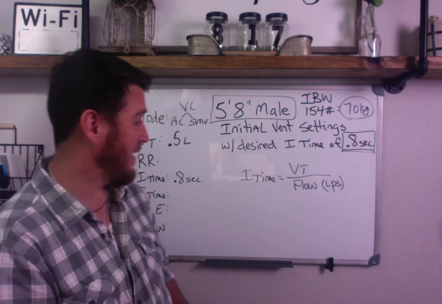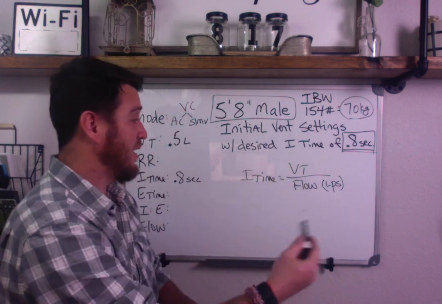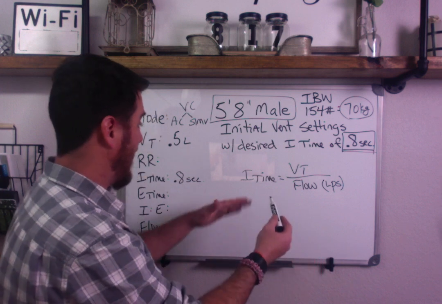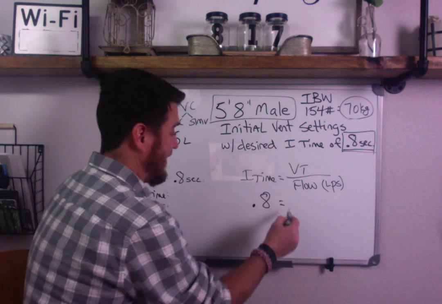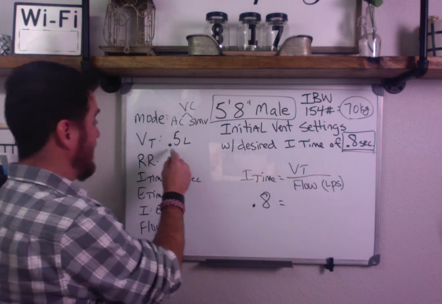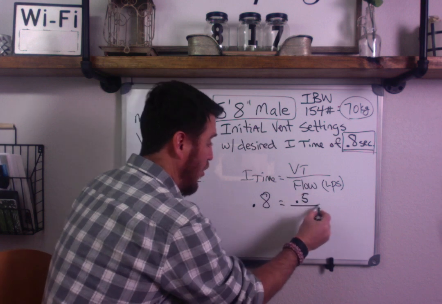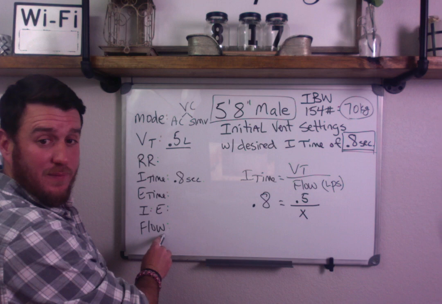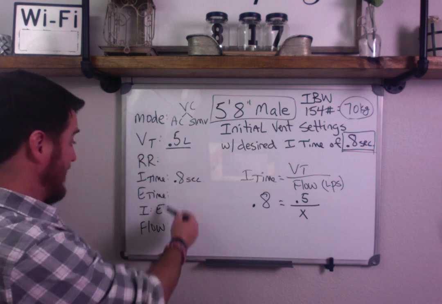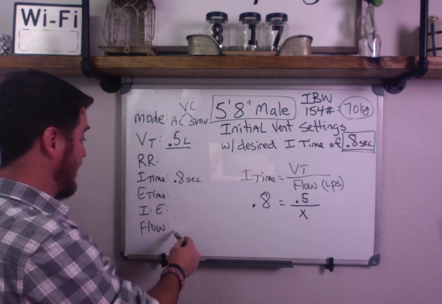Okay, now, if we understand this formula, then we understand that our I time here is 0.8 seconds. And that equals our tidal volume. Our tidal volume, we chose 0.5 liters, over X. We want to know what our flow is, right? You got several things here you got to solve. And tidal volume and I time will help you figure out your flow.